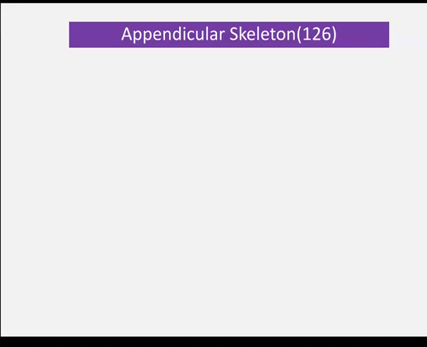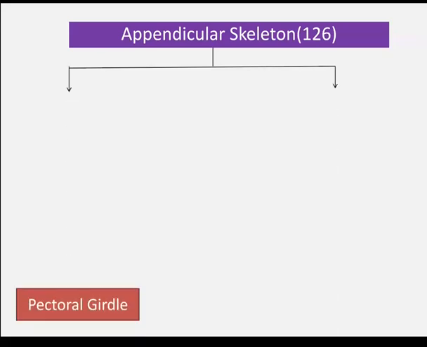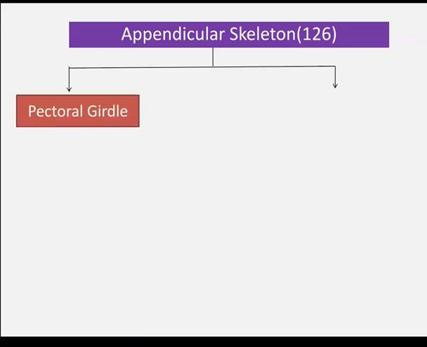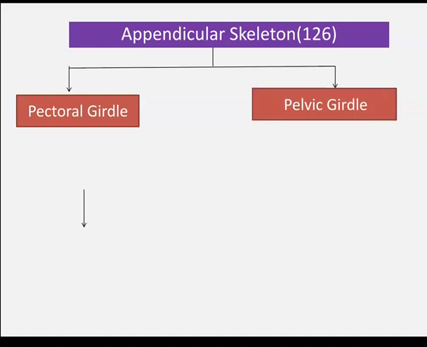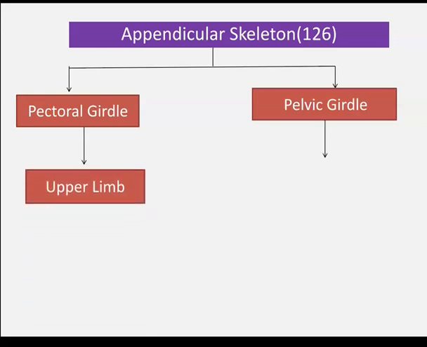Now let's see the appendicular skeleton, which contains 126 bones. The appendicular skeleton is divided into two parts, that is pectoral girdle and upper limb, and pelvic girdle and lower limb. So let's see the diagram of skull.